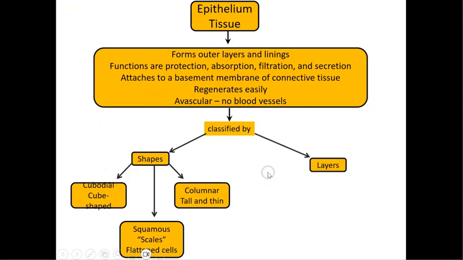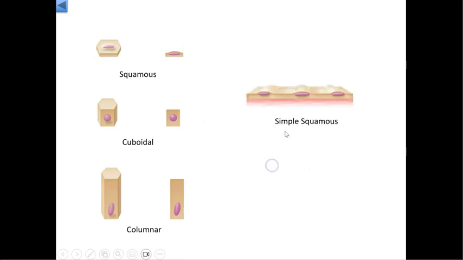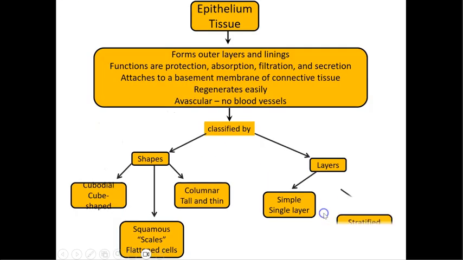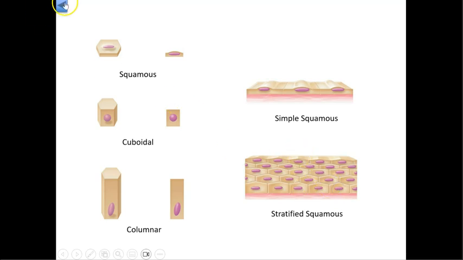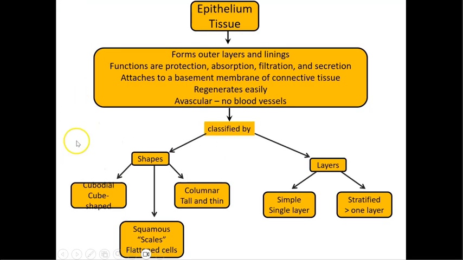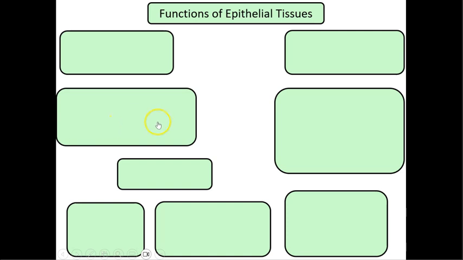Then layers. If there's just one layer, single layer, then of course it is simple. So simple squamous would be a flattened single layer of cells. And then over here, stratified will show you that there's layers of that. And then it should take you back to the screen. Then you go back to the next one.